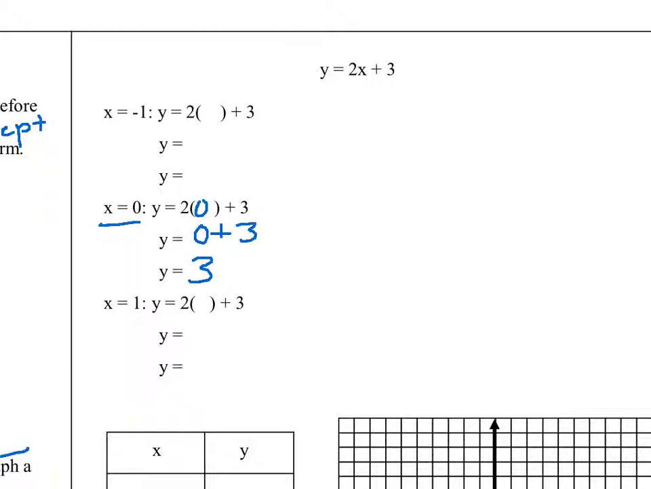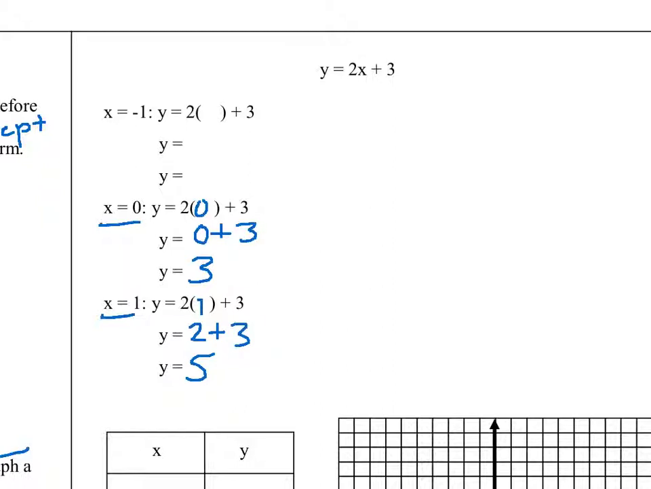The other one you suggested was 1. 1 is definitely a good choice, most of the time. We're going to actually see a couple problems today where 1 is not going to be so good of a choice. I'm going to plug in 1 down here. 2 times 1 is 2 plus the 3. And 2 plus the 3 gives me 5. So that's going to be our second coordinate pair. Now, the third one is always up to you.